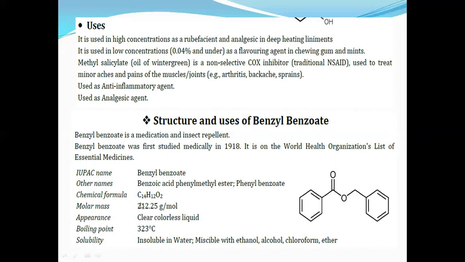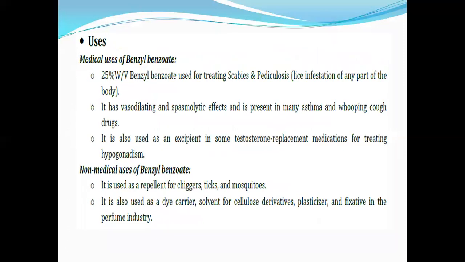Having its molar mass 212 grams per mole and a boiling point of 323 degrees centigrade. This is basically insoluble in water and miscible or slightly soluble in ethanol, alcohol, chloroform, and ether. Uses of benzyl benzoate are: this is used for treating scabies and pediculosis, that is lice infestation of many other parts of the body.